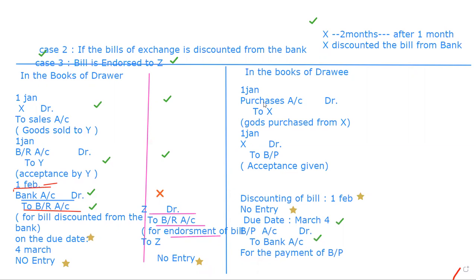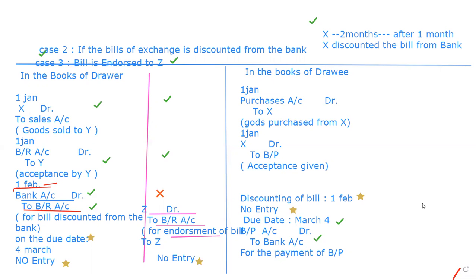In the books of drawee, the same thing is to be done. First of all, the entry for the purchases is to be done. After that, bills payable acceptance. And after that, no discounting of the bill. At the time of discounting of the bill, there is no entry. At the time of endorsement of the bill, there is no entry, because whether the drawer is endorsing the bill or discounting the bill, it doesn't have any effect on the drawee.